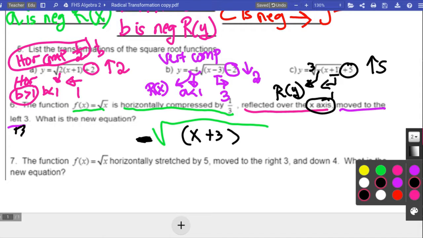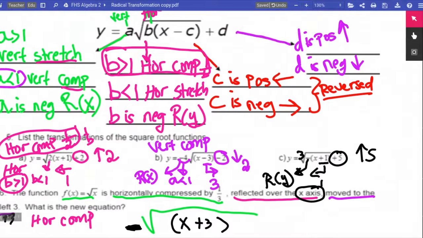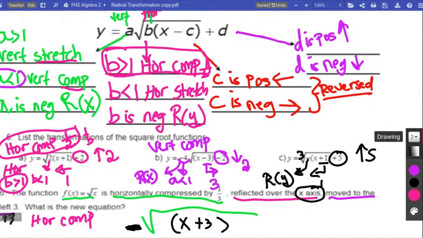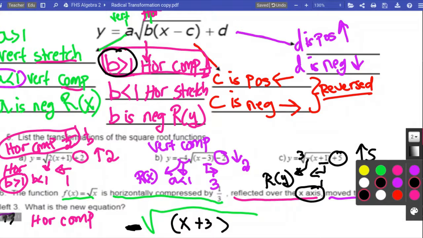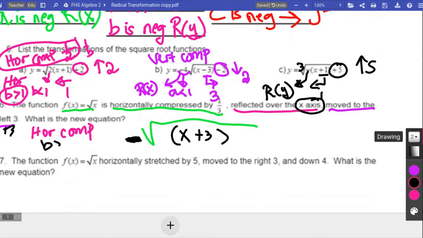Now, the horizontal compression, that's the one we need to talk about, ladies and gentlemen. Horizontal compression. So in the playbook for compression, B has to be greater than 1. Right here. All right, so let's go back to the playbook. Come and go down here. B has to be greater than 1. All right, but they give me 1/3. It's given to me as 1/3, but you and I know it's supposed to be written as 1/B.